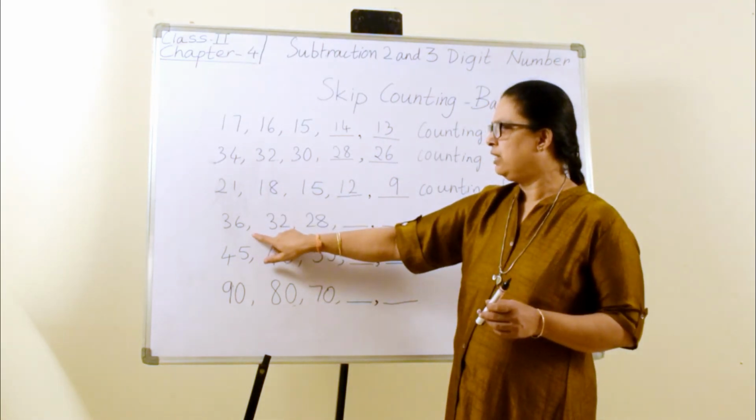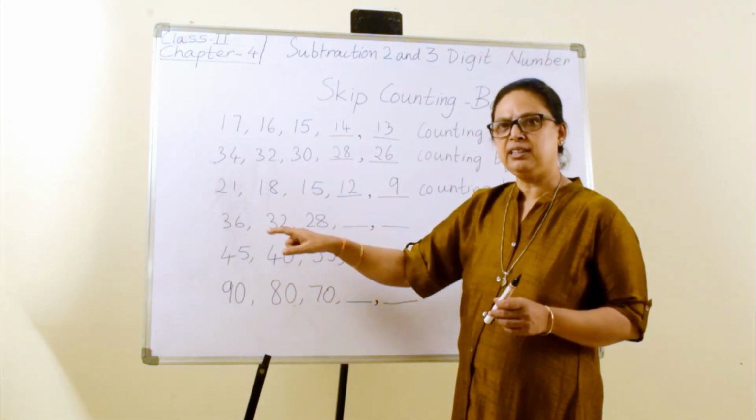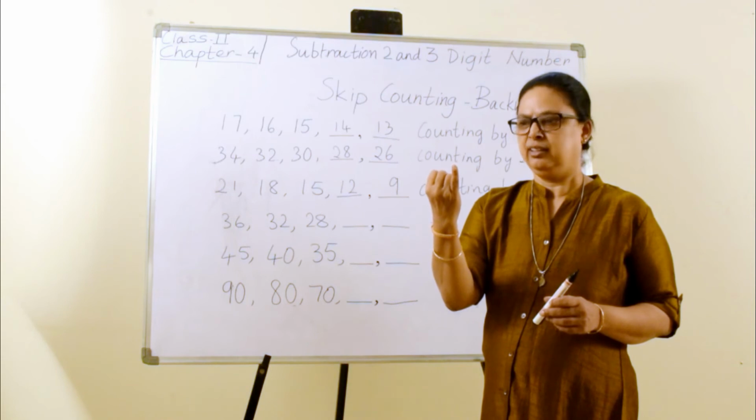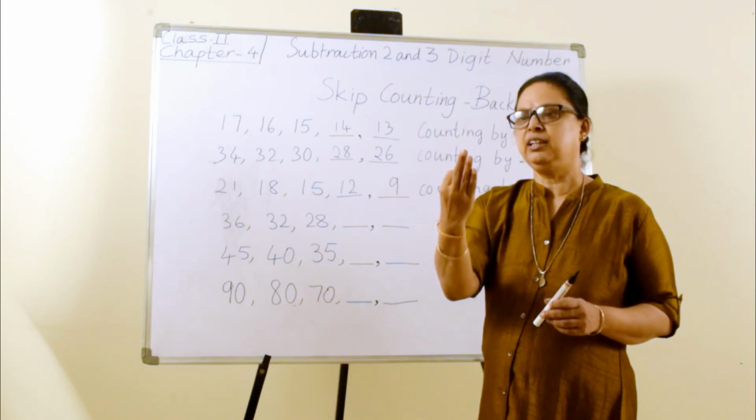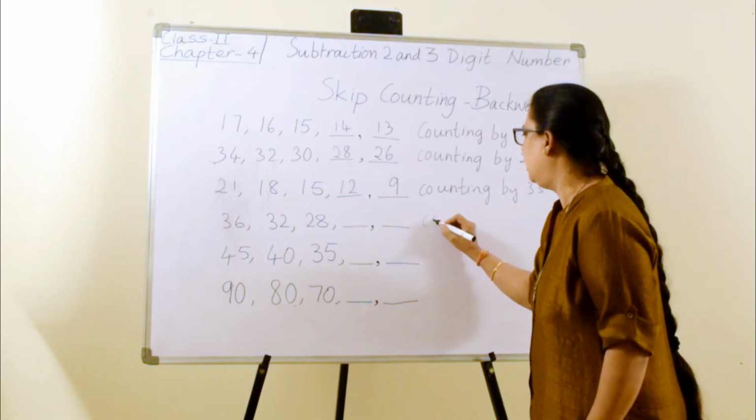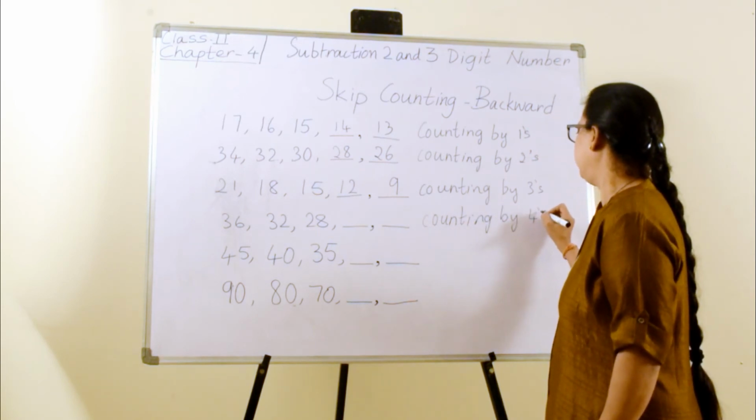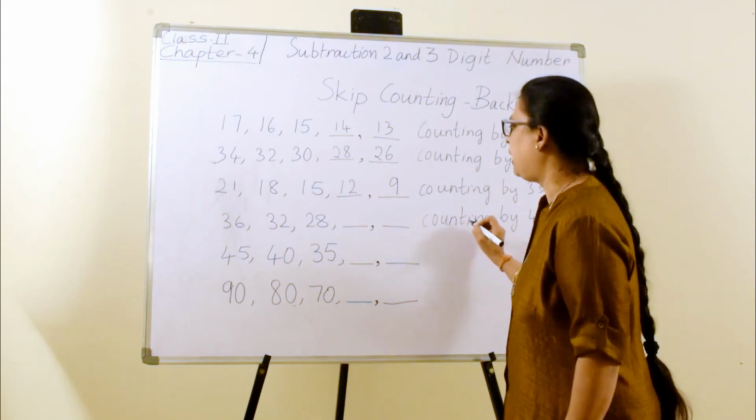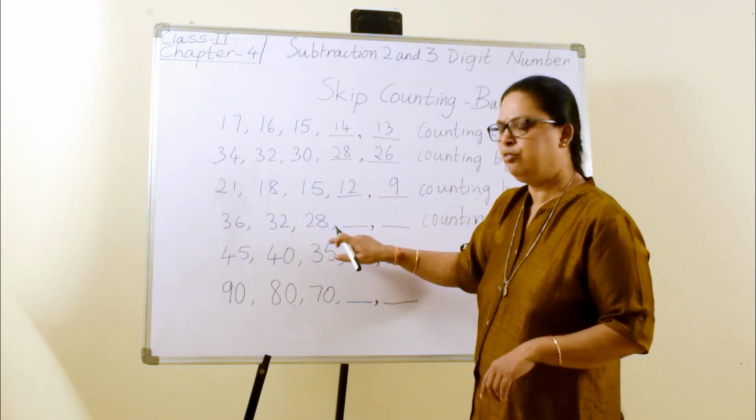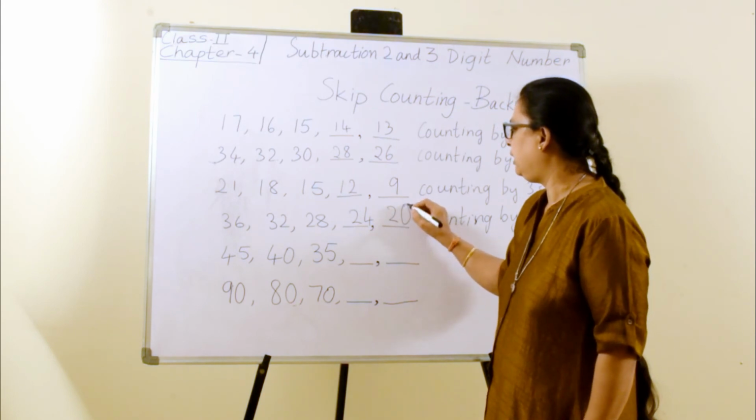The same way, now let us look at this number. After 36, we have 32. So after 36, count till 32. That is backward. After 36, 35, right? 34, 33 and 32. So the difference is 4. So this must be counting by 4's. Now you can do backward counting here. That is, you have to minus 4 from 28. So that becomes 24 and the number here is 20.